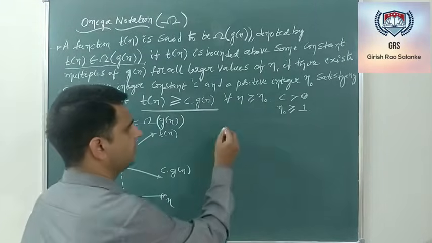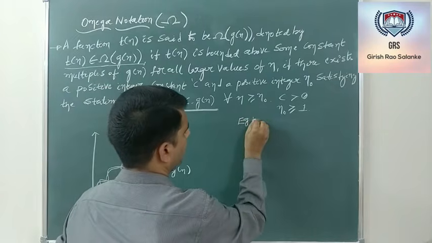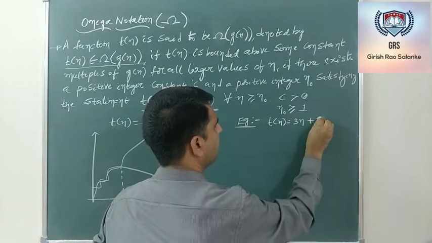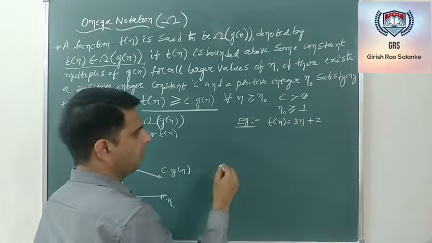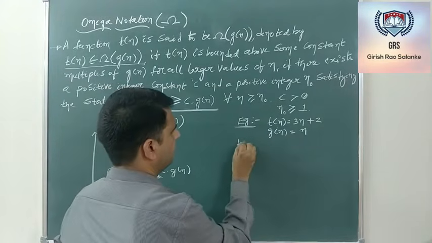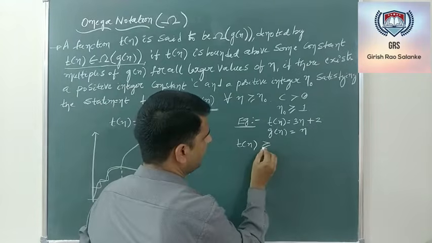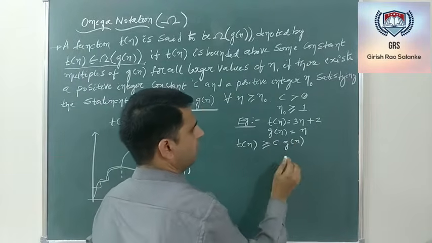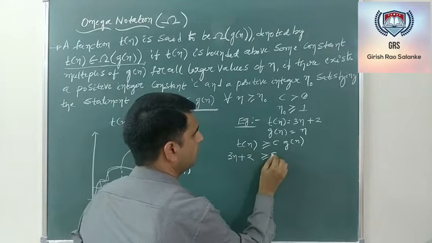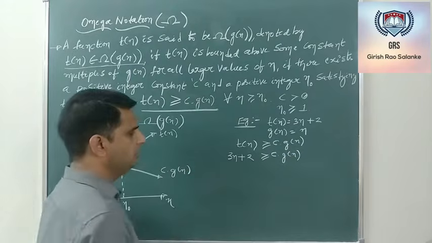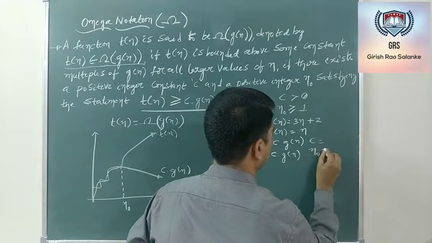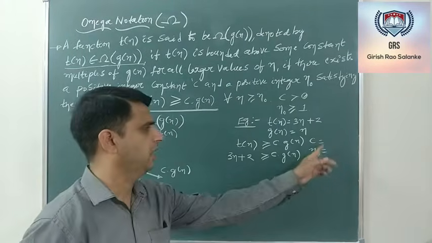Let me take an example. Let us consider the same example, t of n equals 3n plus 2, which I also used for big O notation. g of n equals n. Now this implies t of n is greater than or equal to c into g of n, so 3n plus 2 is greater than or equal to c into g of n. In this case, I need to find the value of c and the value of n naught.